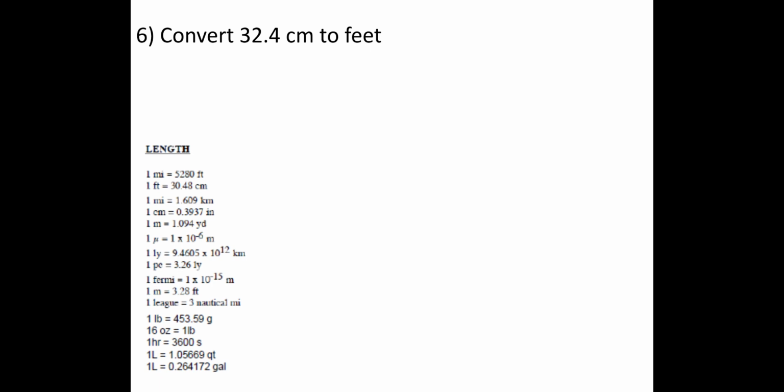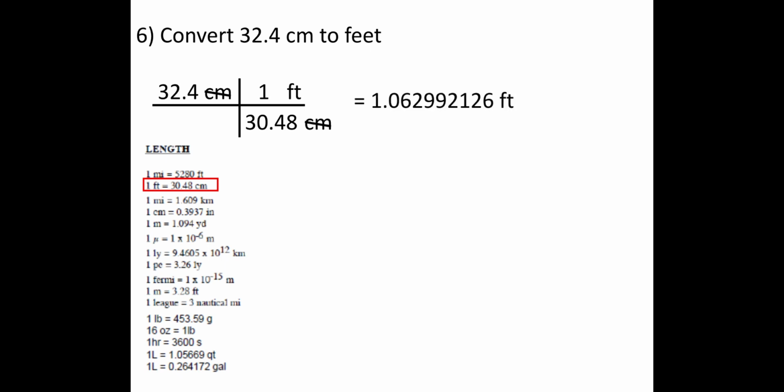So convert 3.24 centimeters to feet. Again, you need a conversion factor from centimeters to feet, and 1 foot is equal to 30.48 centimeters. Right. Once you have that conversion factor, you arrange it in such a way that it cancels out, right, and it gives you that answer in feet. Try this. Pause the video. Try it before you continue.